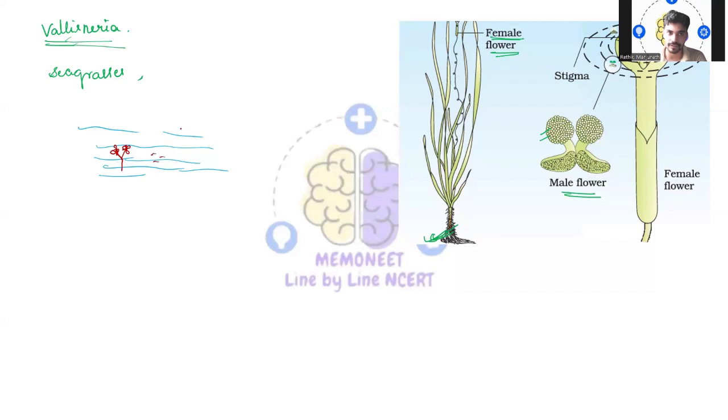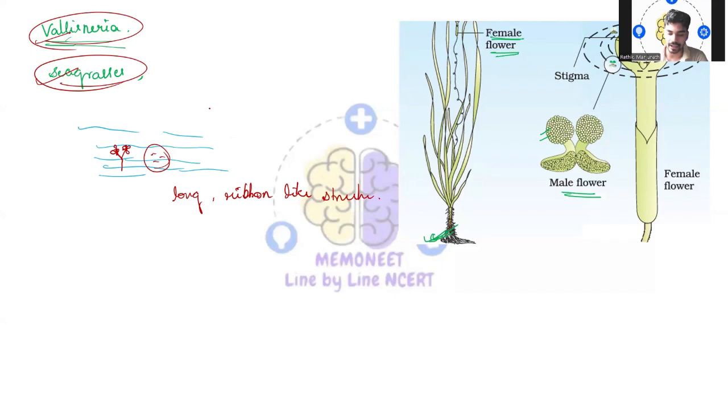Here the pollen grains have a ribbon-like structure. They are long, with a ribbon-like structure. Again, these pollen grains are carried through the water current itself, and reach the stigma of the flower, and fertilization normally happens. So these are the two examples given in your textbook, and this is how pollination happens in Vallisneria as well as the seagrasses.